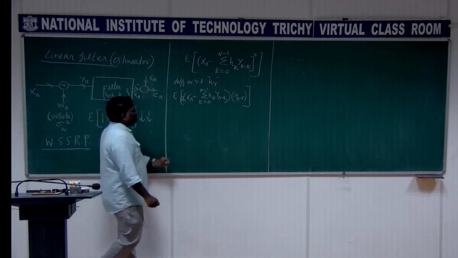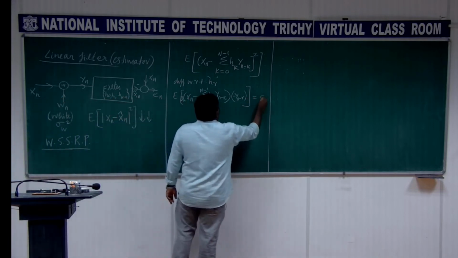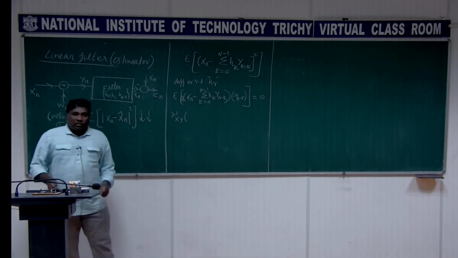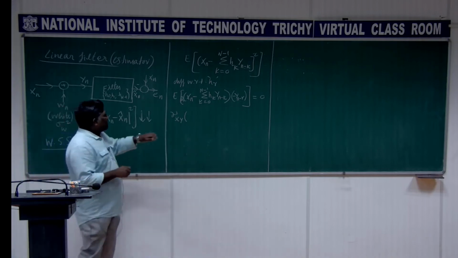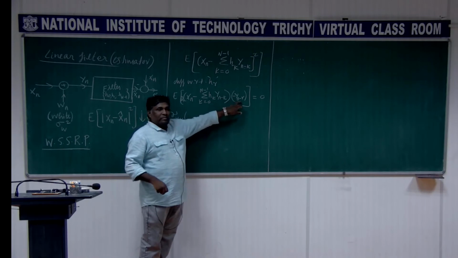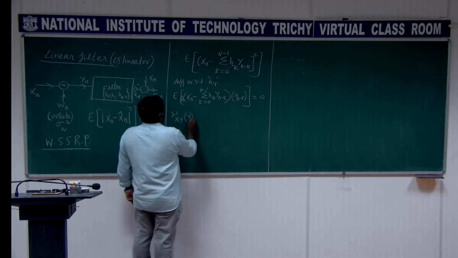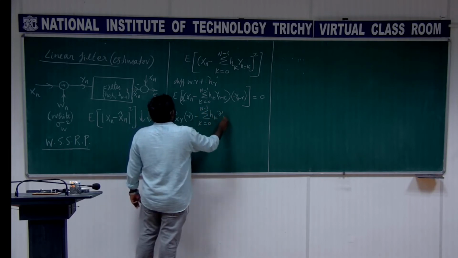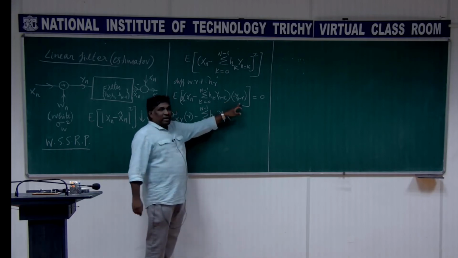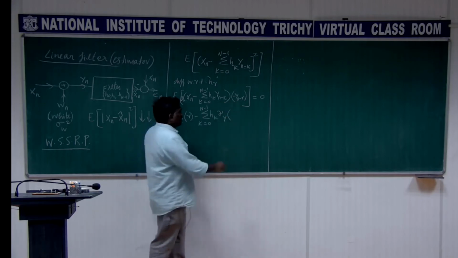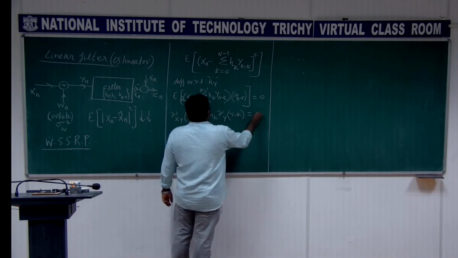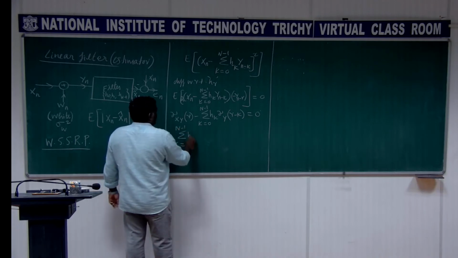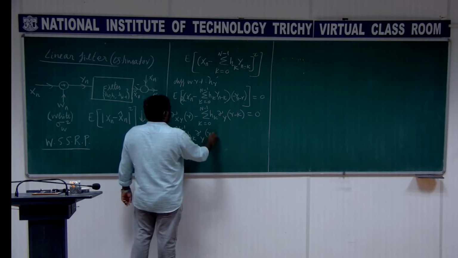It means that here if I equate this one to 0, you get this gamma xy, which depends only on the difference in the time instant, right? So it is n minus r, which is r here, minus sigma k equal to 0 to n minus 1 hk, and this is gamma y of n minus k minus n plus r, right? So it is going to be r minus k, which is equal to 0.